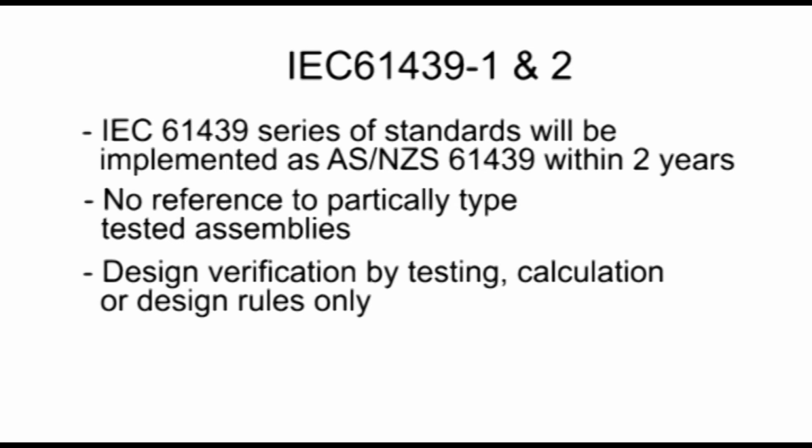Please note, it does not say type tested assemblies or partially type tested assemblies. If you want to know how this standard will read, see IEC 61439. The new standard is cloned from it, word for word. Australian annexes will be added, but these have not been confirmed yet. The word is verification. The previous standard was all about type-tested and partially type-tested assemblies. There are still tests. These are now called verification tests.